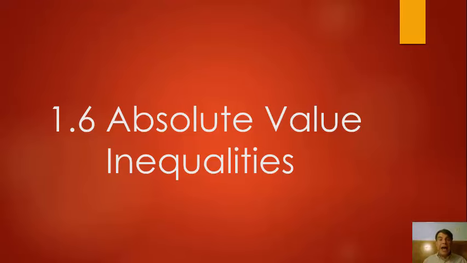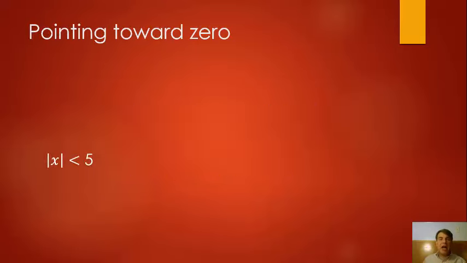And so we reach the last of our collection of Chapter 1 Algebra 2 videos. This one is on absolute value inequalities. Now, in a previous video we've talked about absolute value, and in a previous video we've talked about inequalities. So what do we do when we have something like the absolute value of x is less than 5? How do we solve that?